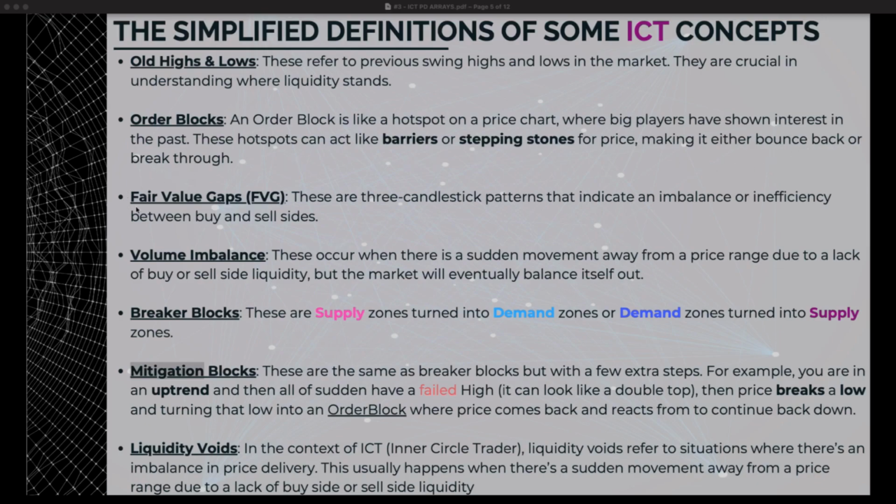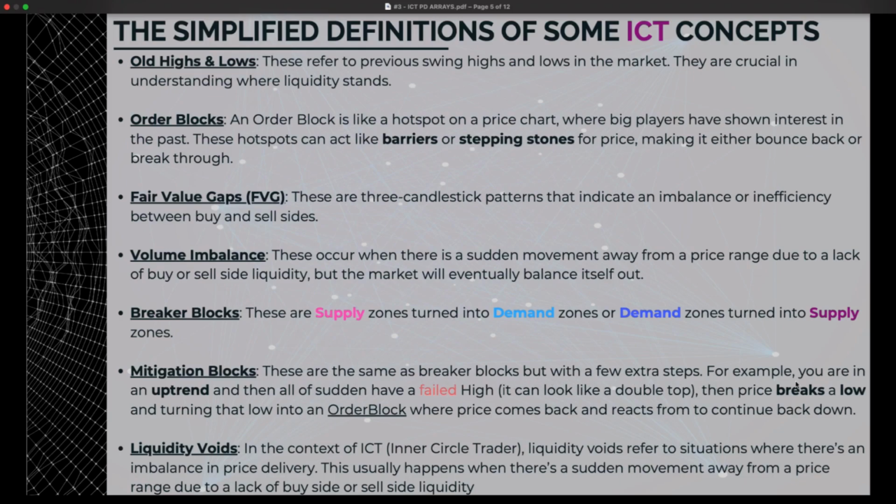Fair value gaps. These are three candlestick patterns that indicate an imbalance or inefficiency between buy and sell sides. Volume imbalance. These occur when there is a sudden movement away from a price range due to a lack of buy or sell side liquidity, but the market will eventually balance itself out. Breaker blocks. These are supply zones turned into demand zones, or demand zones turned into supply zones. Mitigation blocks. These are the same as breaker blocks, but with a few extra steps.